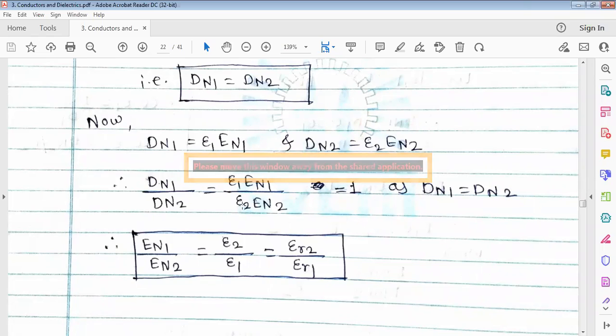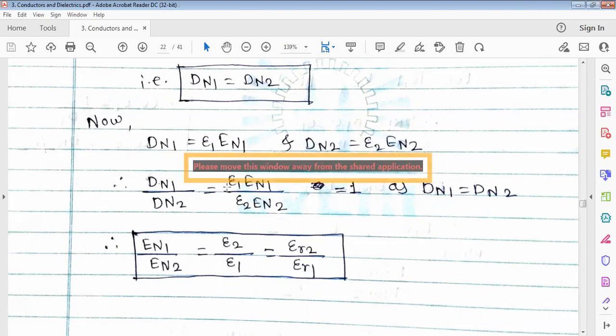Okay, so this epsilon 1 is equal to epsilon 0 into epsilon r1, and epsilon 2 is equal to epsilon 0 into epsilon r2. Dn1 is equal to epsilon 1 into En1, and Dn2 is epsilon 2 into En2. So here epsilon 0 from both get cancelled, and only the term remaining is epsilon r1 divided by epsilon r2. Now these two terms are equal, right?